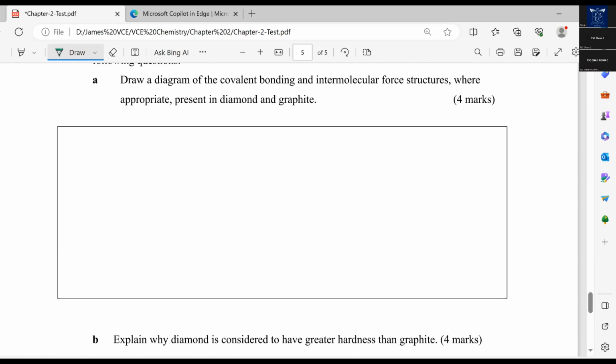For diamond, you need to draw something like this. At least you must represent it with a dot, then you will have a dot bonded to four others, like this. Then you will also have something like this, and also something like this. At least if you are able to, probably draw it this way.